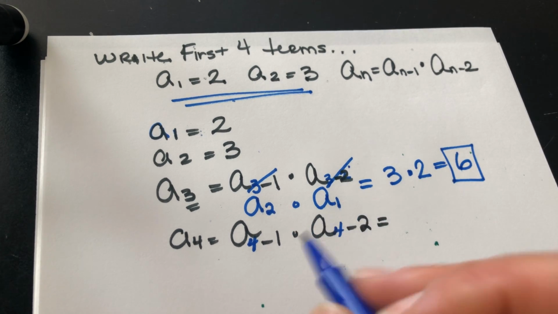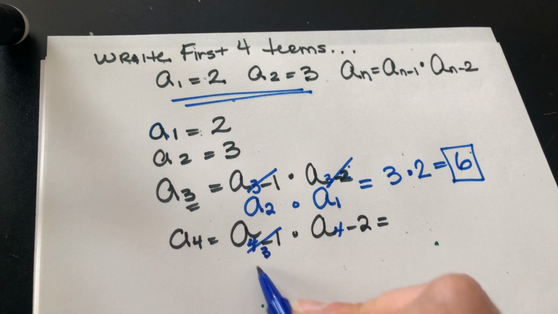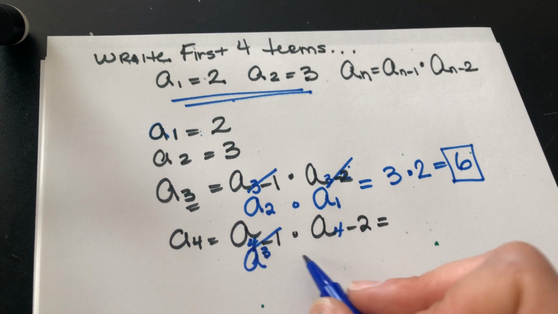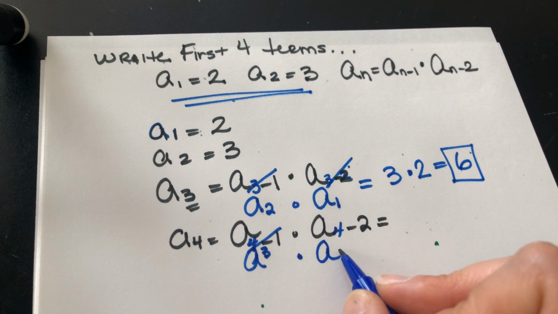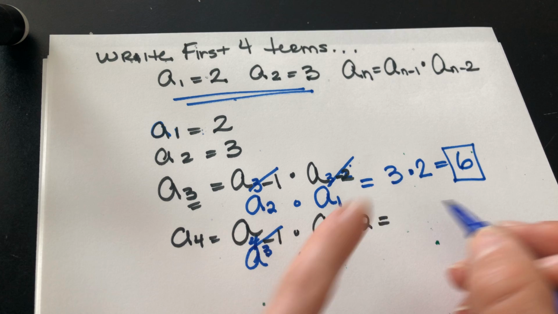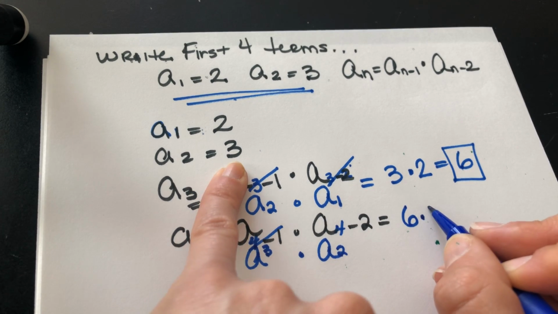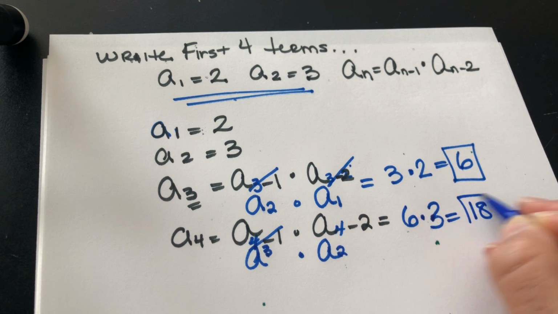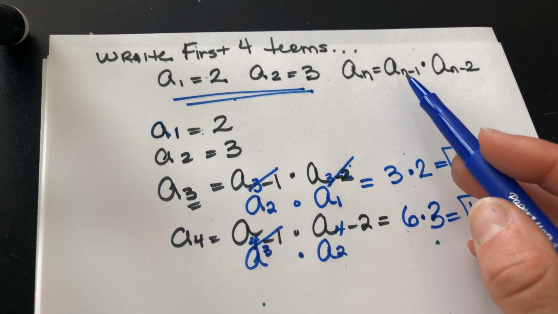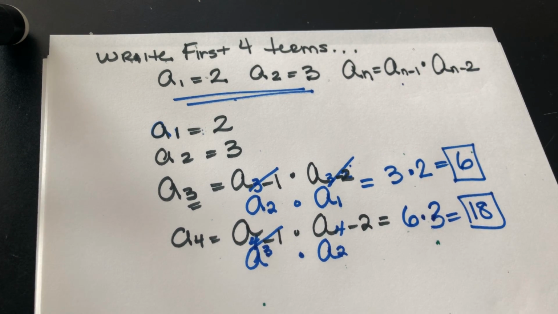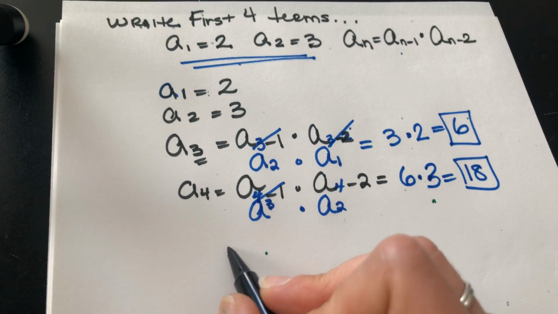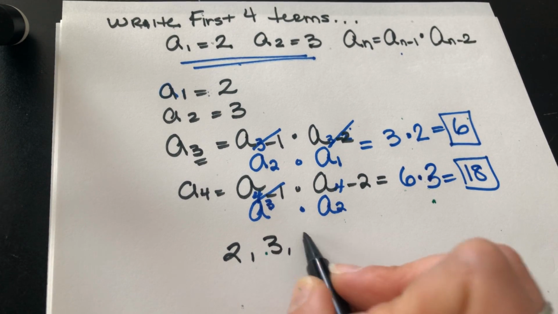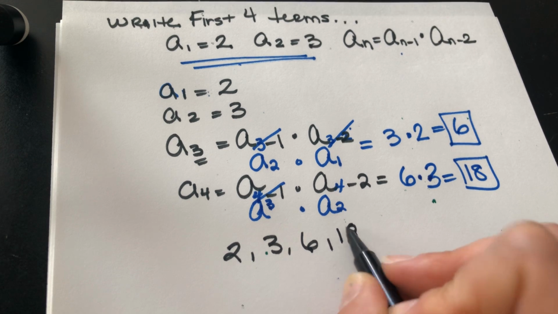So here we go, 4 minus 1, 3. So we have a of 3 times a of 2. a of 3 is 6 times a of 2 is 3, 18. Again, you should be able to pick up: give me 1 term before and then multiply it by 2 terms before. So here are your answers: 2, 3, 6, and 18.